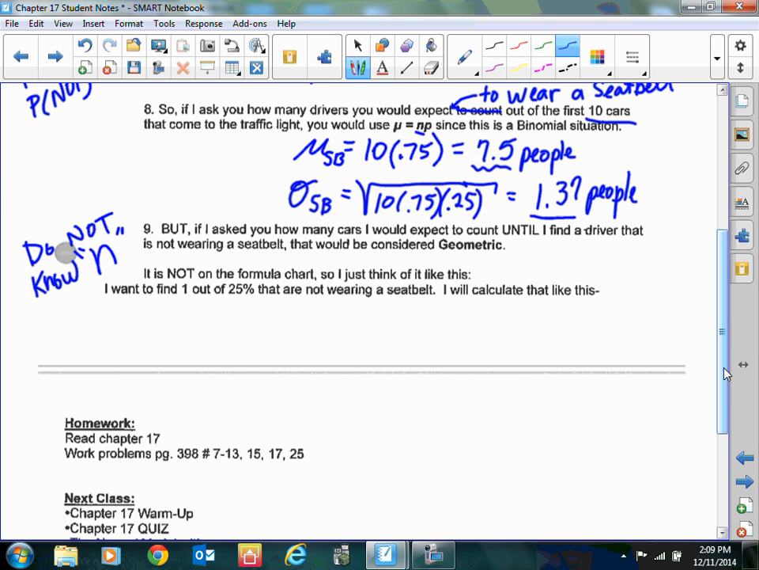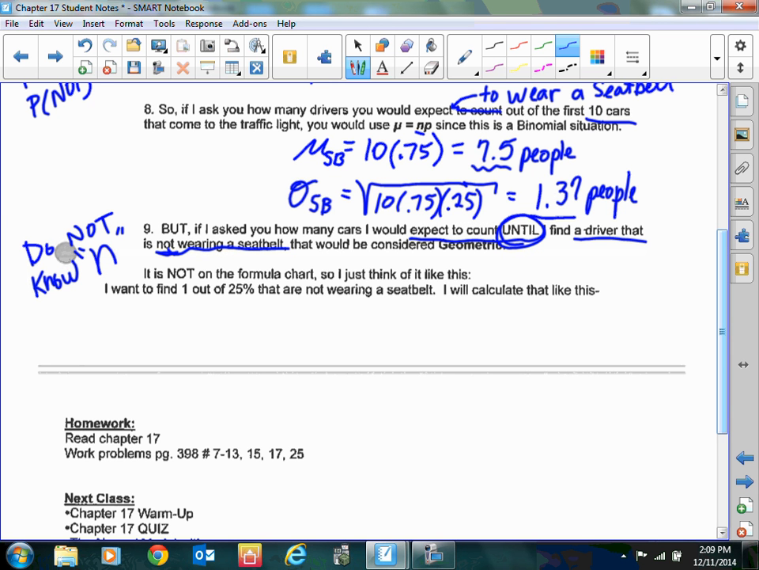How many cars would I expect to have to count until I find one driver that, in this case, is not wearing a seatbelt? So how many are you going to have to go? You're going to sit there and go, okay, wearing a seatbelt, wearing a seatbelt, wearing a seatbelt, wearing a seatbelt, wearing a seatbelt. Okay, there's not wearing a seatbelt. About on average, how many do I have to count until I find that one?